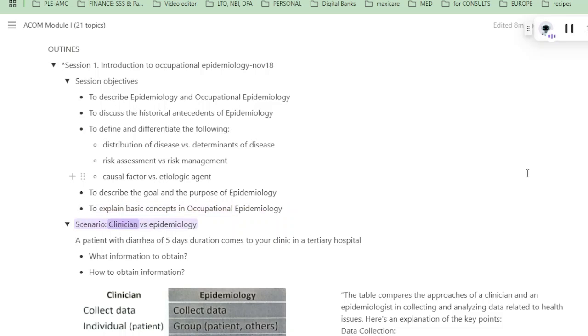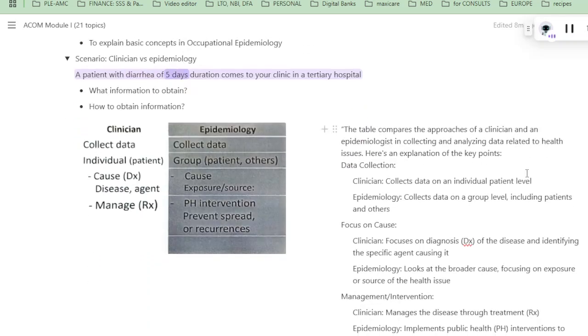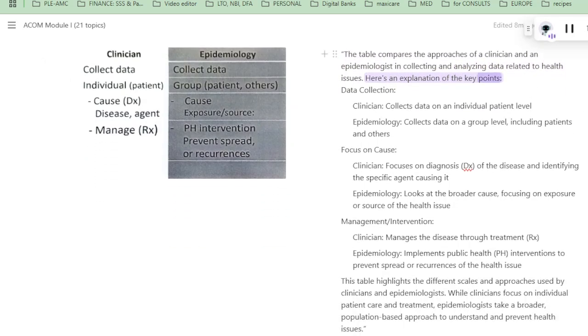Scenario, clinician versus epidemiologist. A patient with diarrhea of 5 days duration comes to your clinic in a tertiary hospital. What information to obtain? How to obtain information? Ask AI: the table compares the approaches of a clinician and an epidemiologist in collecting and analyzing data related to health issues. Here's an explanation of the key points.